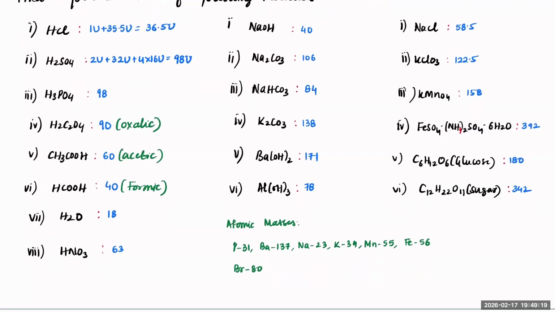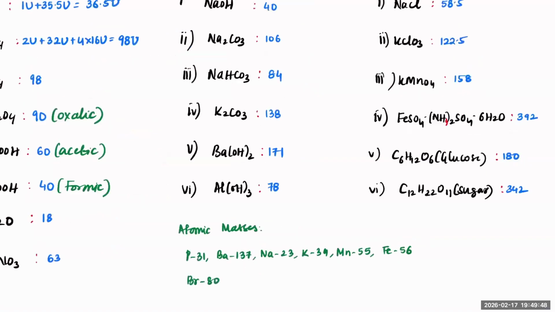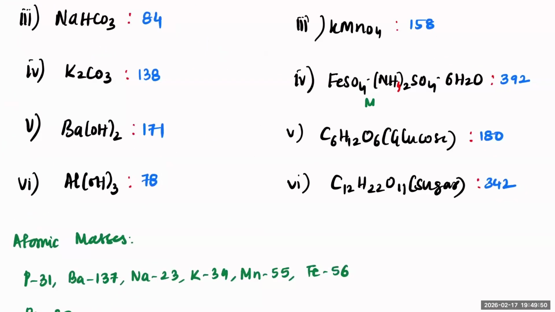Barium hydroxide, of course, that is the same thing. Barium hydroxide is also called baryta water. Aluminum hydroxide, Al(OH)3. NaCl, sodium chloride, common salt. KClO3, potassium chlorate. KMnO4, potassium permanganate. Very good. The fourth one has a common name known as Mohr salt. M-O-H-R, Mohr salt. Okay.